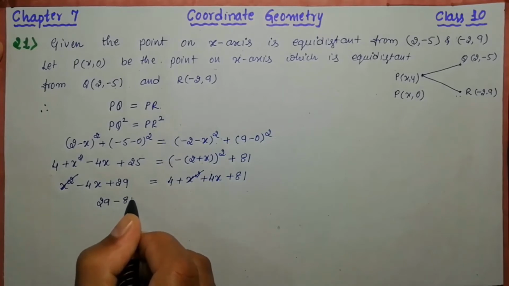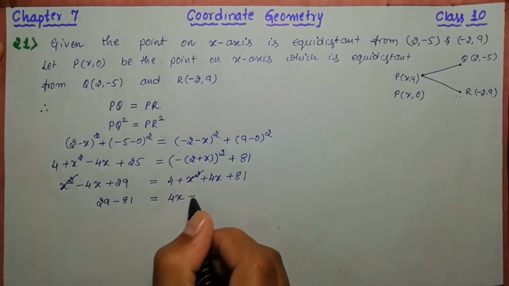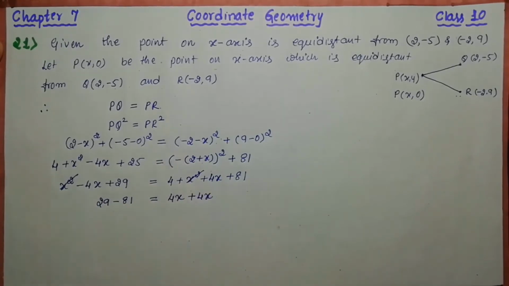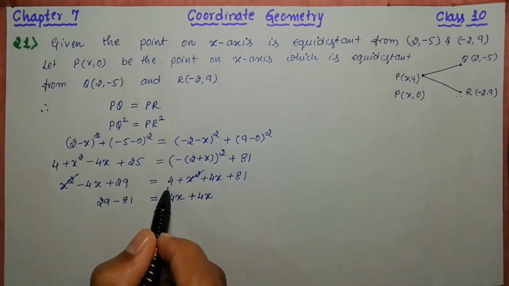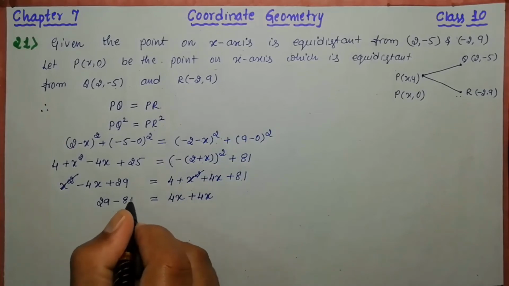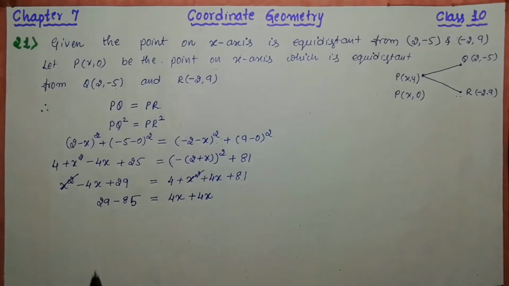29 minus 81, which is equal to, here 4x is present and minus 4x becomes what? Plus 4x, on the right side. On shifting towards the right side, it will become plus 4x. Now 29 minus 81. Okay, sorry, I forgot to consider this one. 81 plus 4, it will become 85. On shifting, it will become 85 actually. So please make the correction here, it will become 85. So now on subtraction, 29 minus 85, you will get how much? Minus 56 actually.